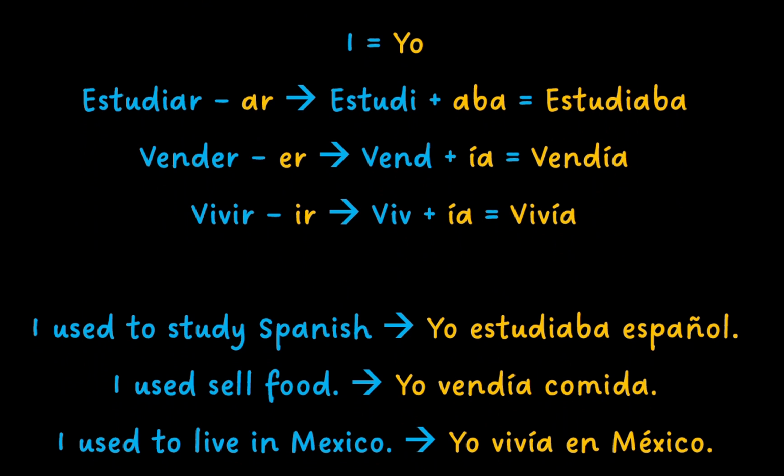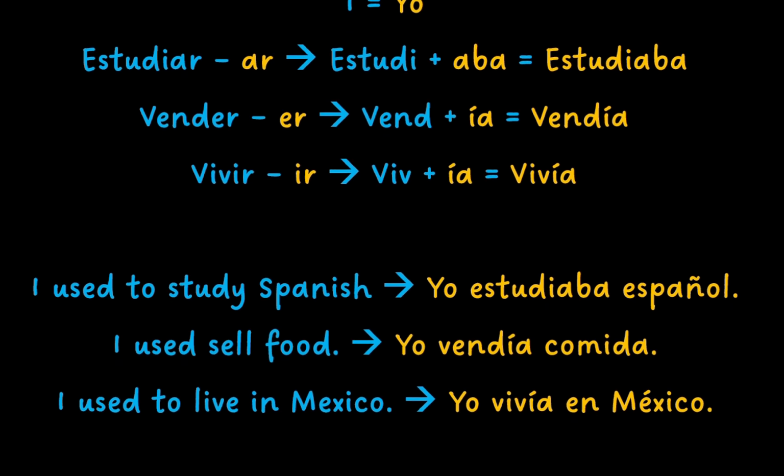I in Spanish is yo. And to conjugate this, we drop the endings, and for estudiar, we add -aba. And for vender and vivir, we add -ía. So estudiar becomes estudiaba, vender becomes vendía, and vivir becomes vivía. Because this is conjugated the same way as the he, she, and you form of the verb, I'll include pronouns in these sentences to emphasize who's doing the action.